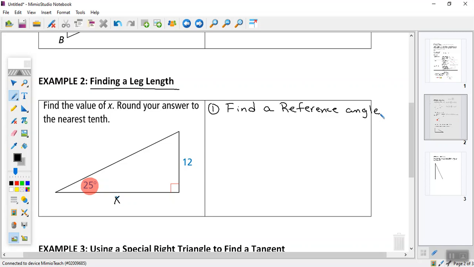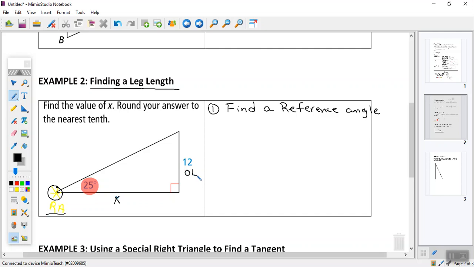Okay. Basically, we're telling ourselves that this is the angle that we're standing at right here. You are standing right here. We are referencing right here. I'm going to put RA down here because that's going to represent my reference angle. All right, kids. In relationship to my reference angle, how is 12 related to that angle? Is it an opposite leg or an adjacent leg? If I'm standing right here, 12 is an opposite leg, so I'm just going to write down here OL.